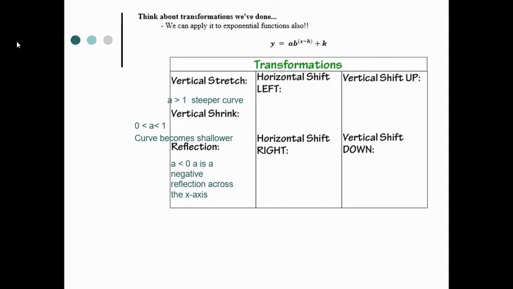The horizontal shift left is always given by an h that is what? Yes, x plus h, you move left. While if you do a horizontal shift right, it's x minus h. Okay? A vertical shift up is always a positive k, and the vertical shift down is always a minus k.